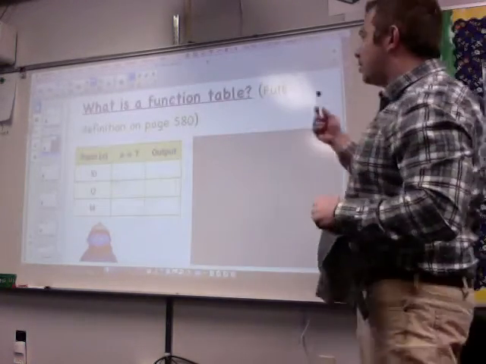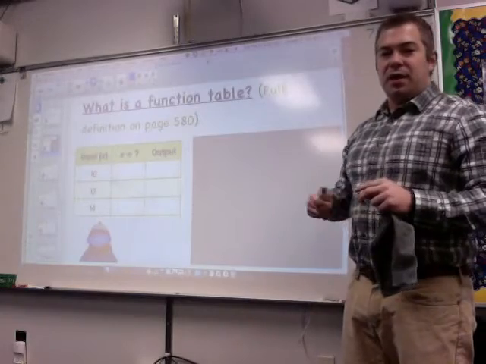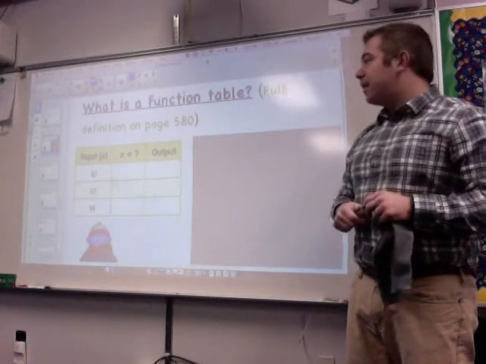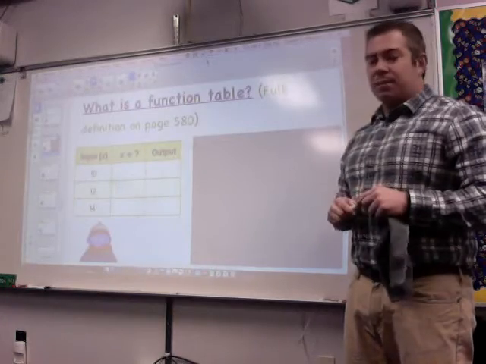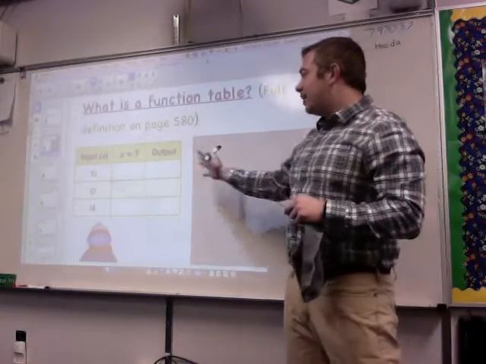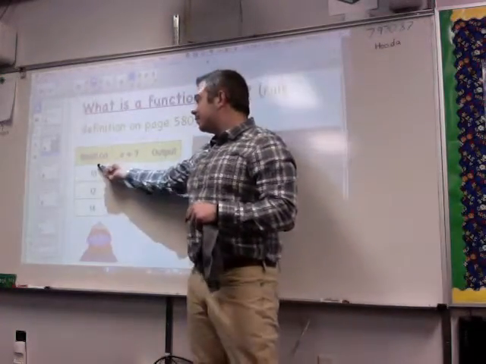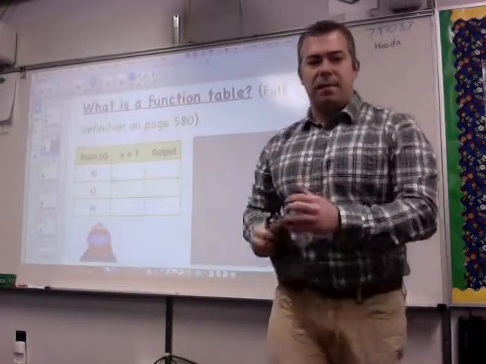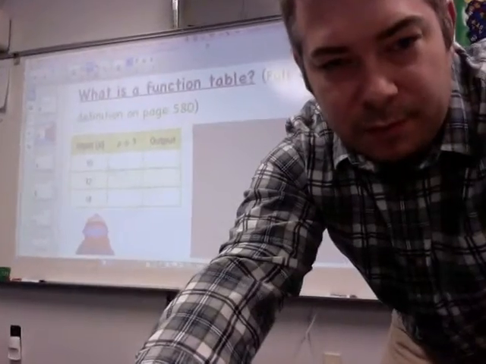So what is a function table? Well, the full definition is on page 580 in your book. So if you have it, great. If not, you can check it out tomorrow or bring your book home. But it's basically just a table where you put an input into an equation and then there's an output. Let me see if I can zoom in a little bit more.